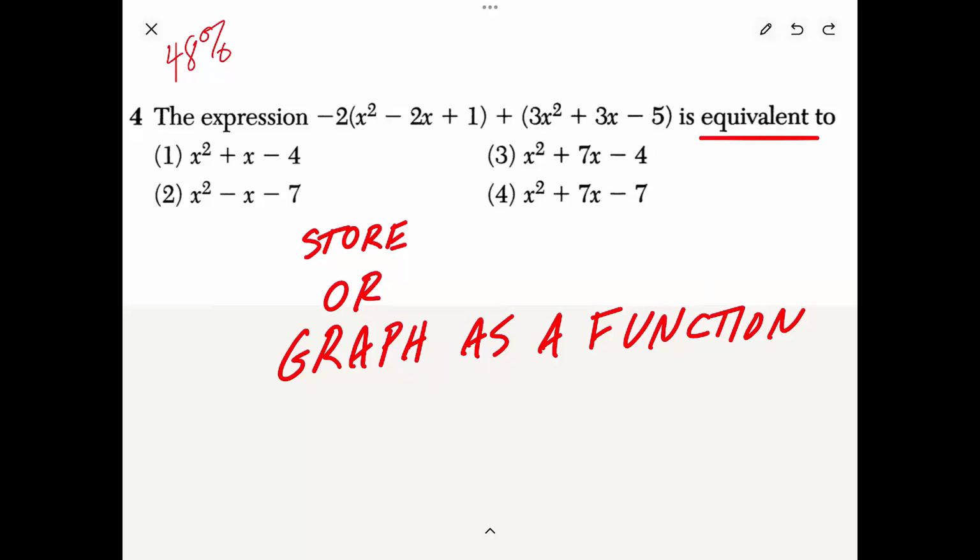48% of you guys got this right, which is not bad, but in my opinion, it should be higher. It should be up in the 80% or 90% range, because we've talked about these kinds of questions.